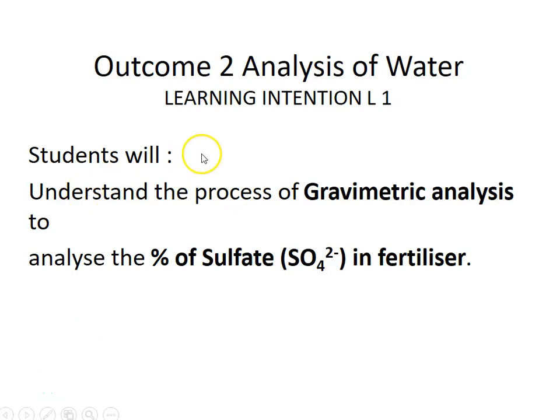Okay, this is the first process that we're going to look at for outcome 2, analysis of water: gravimetric analysis. And next week we're going to do a prac to work out the amount of sulfate in fertilizer.